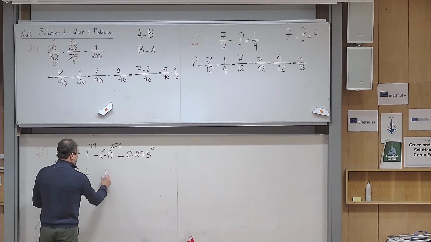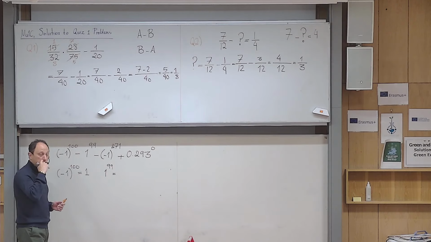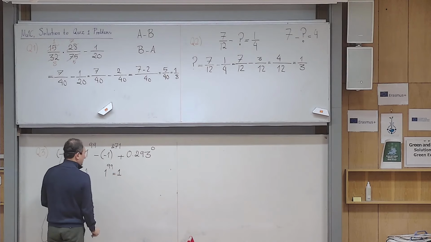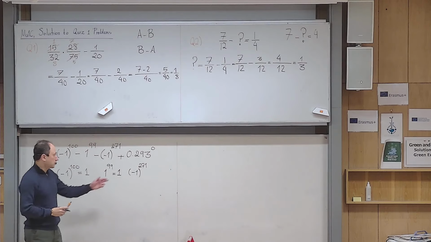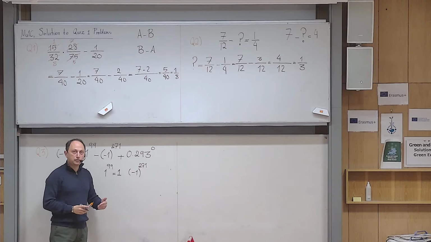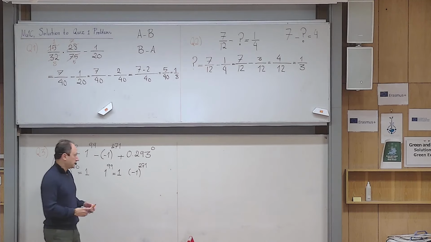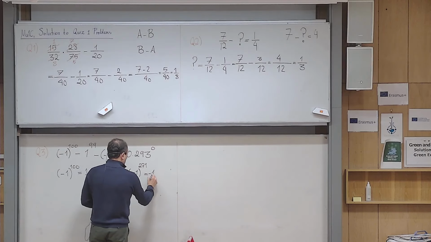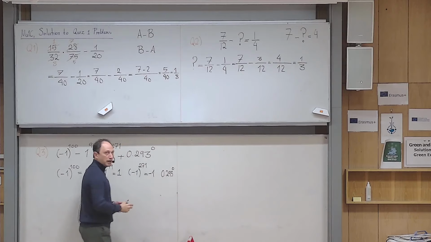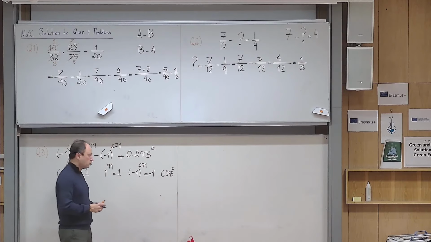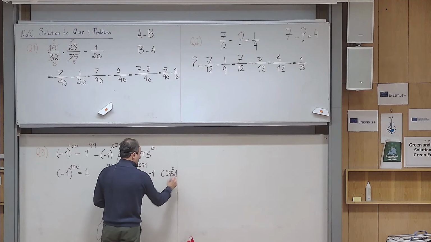And if I ask you what is 1 to power 99, it means you take 1 multiplied by itself 99 times, but of course the answer becomes 1. And the next one is minus 1 to the power of 271. But 271 is an odd number. So when I multiply minus 1 by itself an odd number of times, it becomes minus 1. And then finally the last number, 0.293 to the power of 0. It doesn't matter what type of number you have, any number to power 0 is 1. So this number also becomes 1.